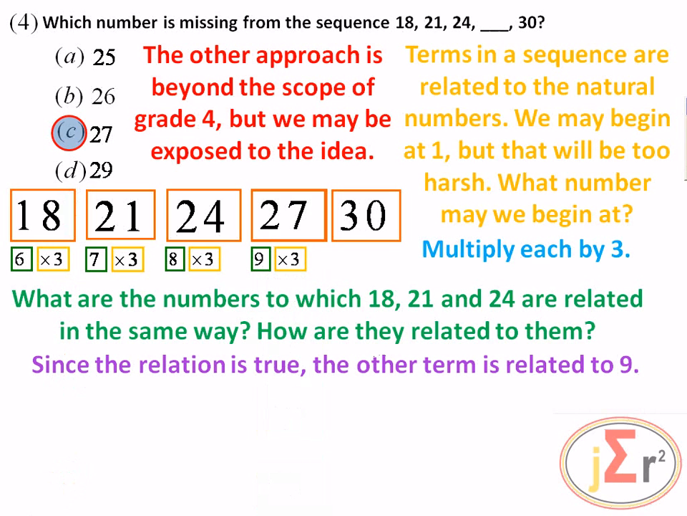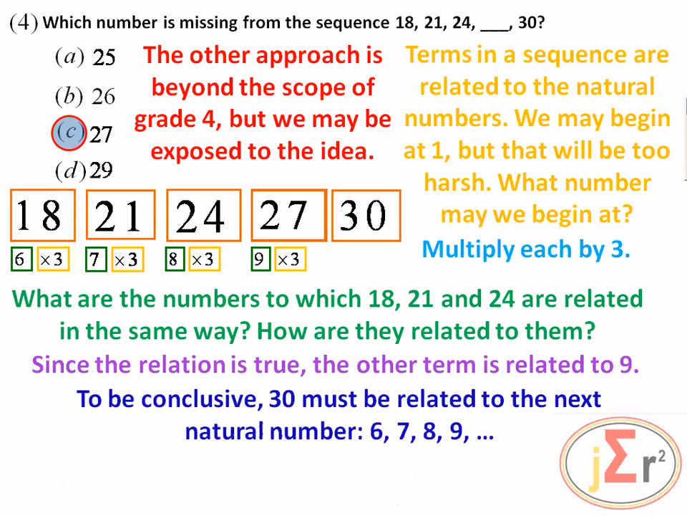So since the relation is true, the other term is related to 9. To be conclusive, 30 must be related to the next natural number. So it must be related to what number comes after the 9? 10. Right. What number comes after the 9? 10. Okay. So 6, 7, 8, 9, and then 10.